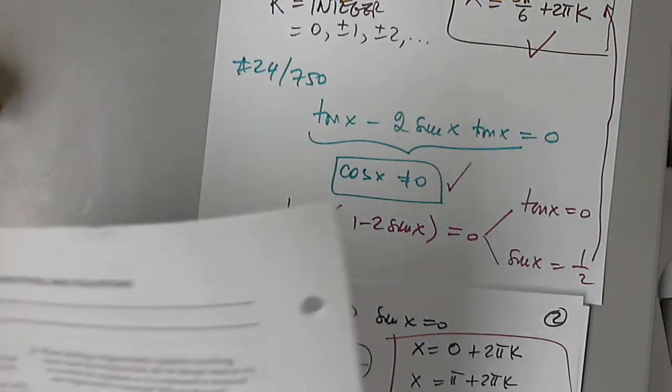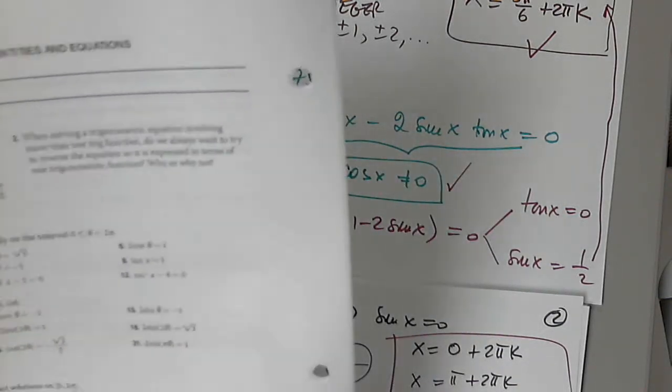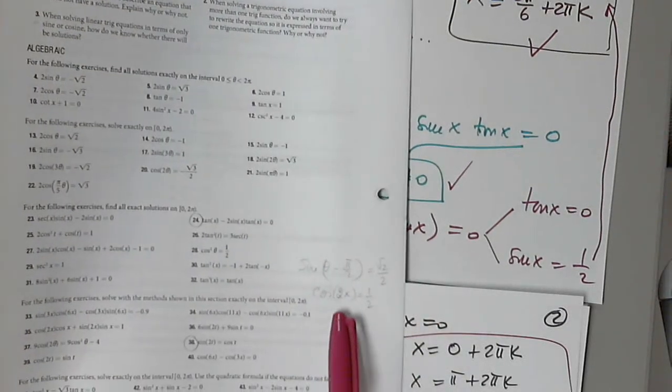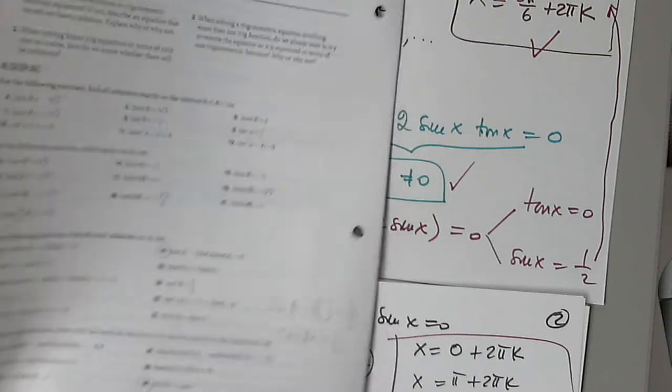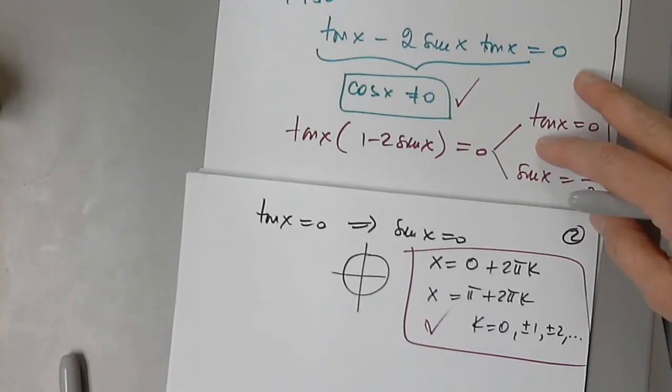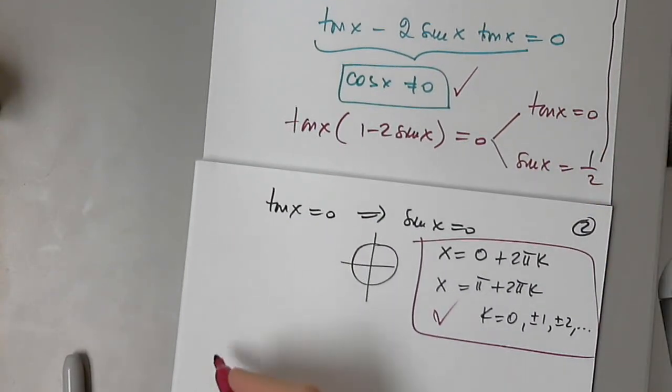Okay. So let's look at a possibility or a type of an equation. I couldn't find one here, but I need to show you one like that. So let's say cosine 2x equals 1/2.